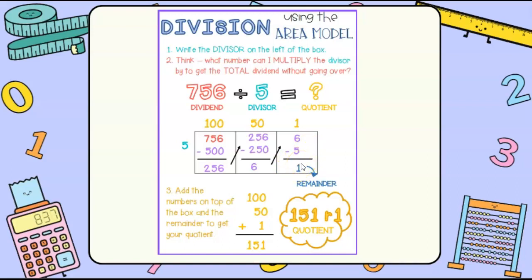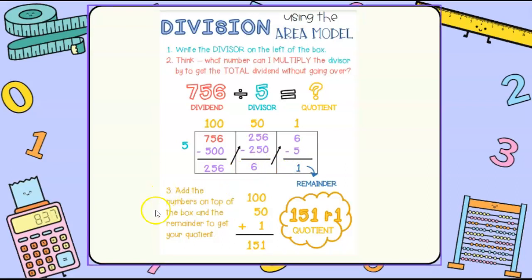My remainder is going to be smaller than the divisor. Once I have a number smaller than the divisor, I know I can't multiply to get it anymore. I'm going to go ahead and stop. I will leave my remainder and move on to step 3.